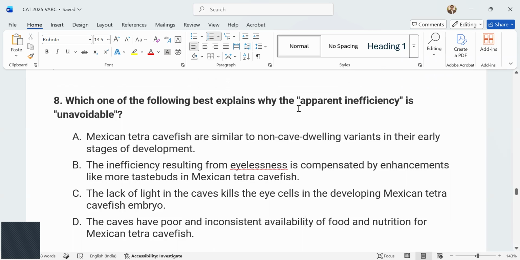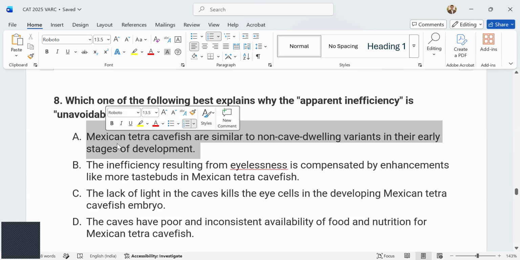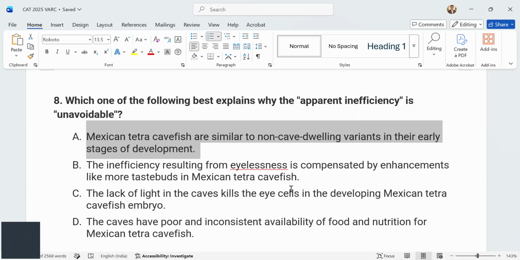The apparent inefficiency that they are talking about is losing eyes, and this is an apparent inefficiency which is unavoidable. And why is it unavoidable? Because the brain and eye are developed together, right? So in that developmental phase, they lose their eyes in a few hours. This is what has been told.